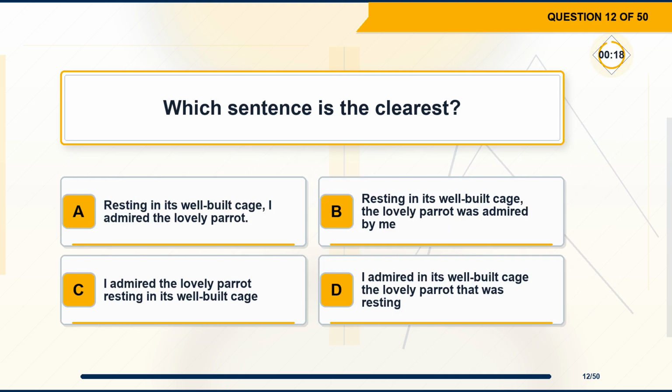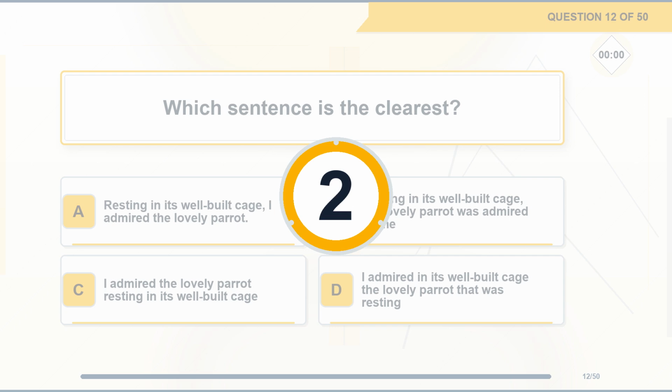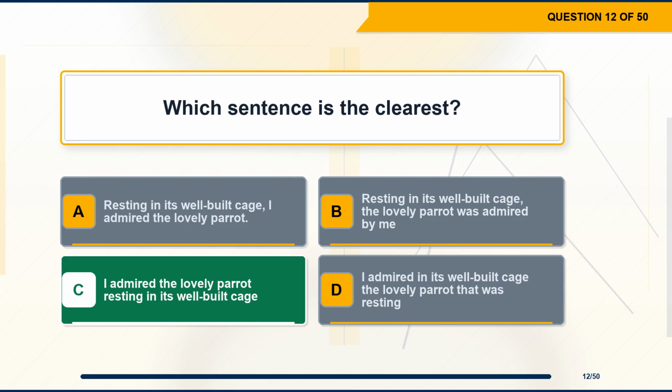Question 12. Which sentence is the clearest? Option A, resting in its well-built cage, I admired the lovely parrot. Option B, resting in its well-built cage, the lovely parrot was admired by me. Option C, I admired the lovely parrot resting in its well-built cage. Option D, I admired in its well-built cage the lovely parrot that was resting. The correct answer is option C.